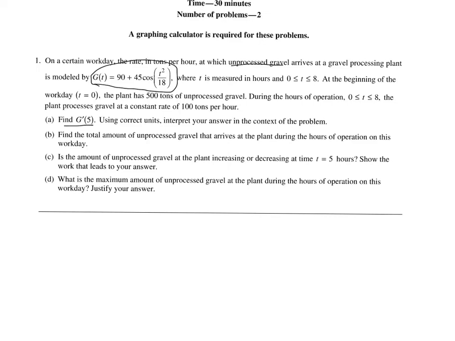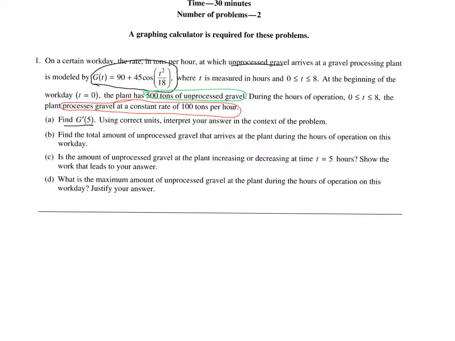At the beginning of the workday, there's 500 tons of gravel there, so we'll circle that. 500 tons of gravel is what we start with. We process gravel. That would be the rate out. We process gravel at a rate of 100 tons per hour. So let's think about what we got here.